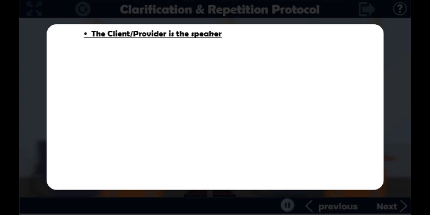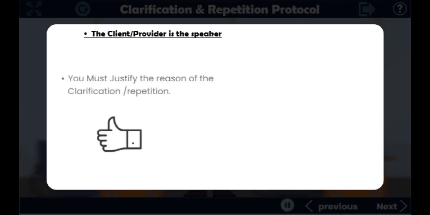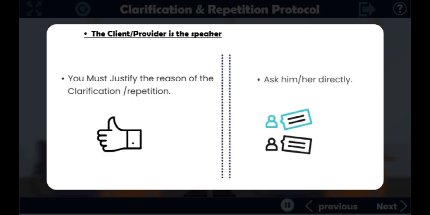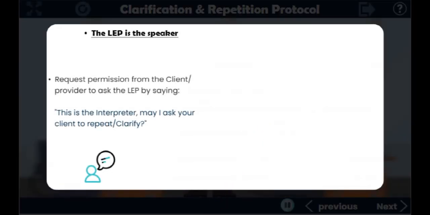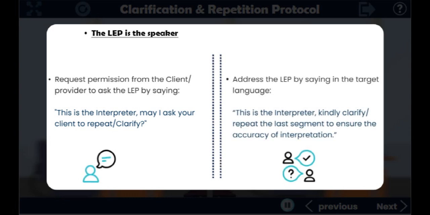The client or provider is the speaker. You must justify the reason for the clarification and repetition. Ask him or her directly. Request permission from the client or provider to ask the LEP by saying, "This is the interpreter. May I ask your client to repeat or clarify?" Address the LEP by saying in the target language, "This is the interpreter. Kindly clarify or repeat the last segment to ensure the accuracy of interpretation."